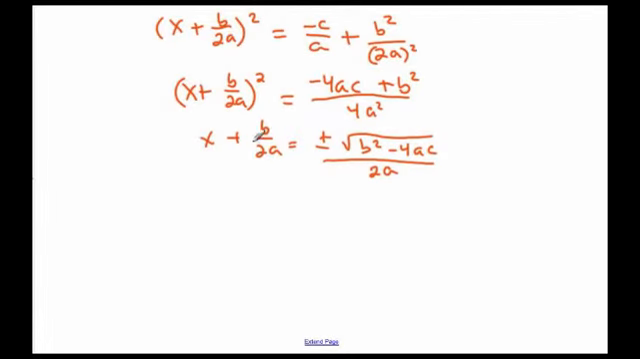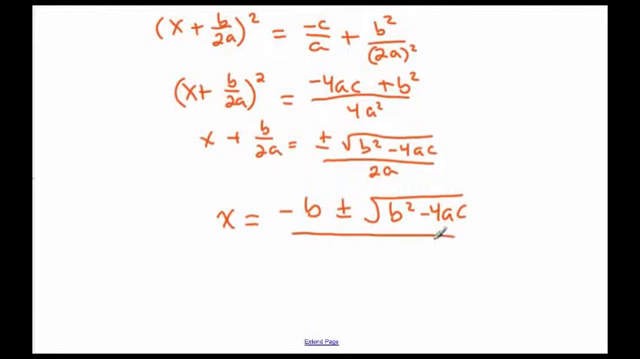And then finally we'll subtract b over 2a across, and we will have our finished form of negative b plus or minus the square root of b squared minus 4ac, all over 2a. And that is the derivation for the formula itself.